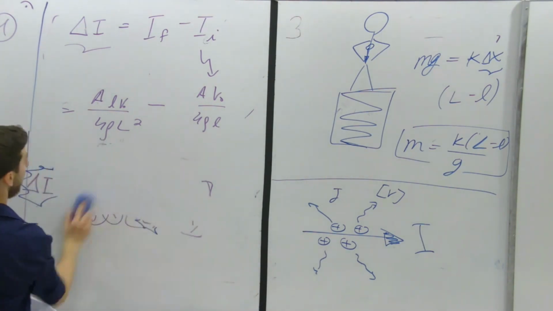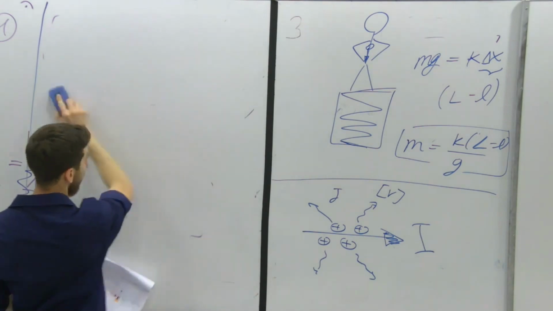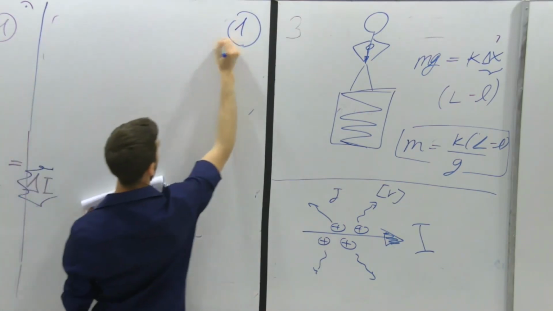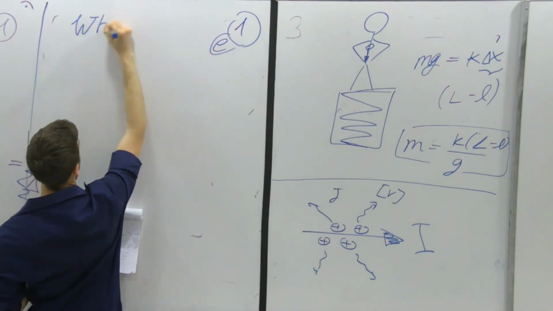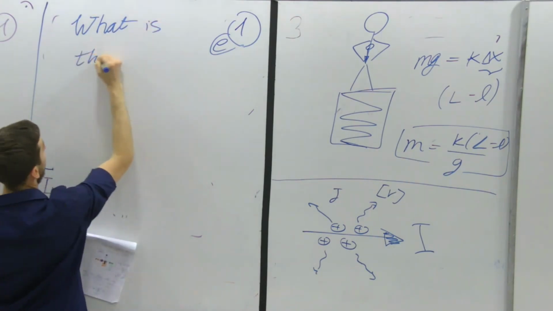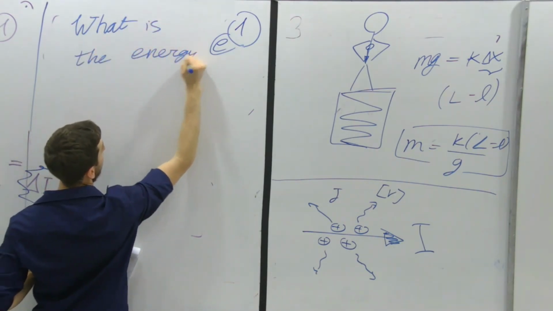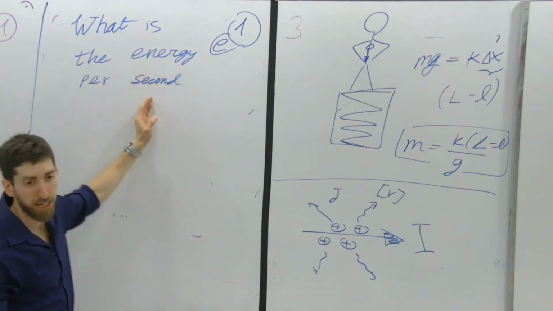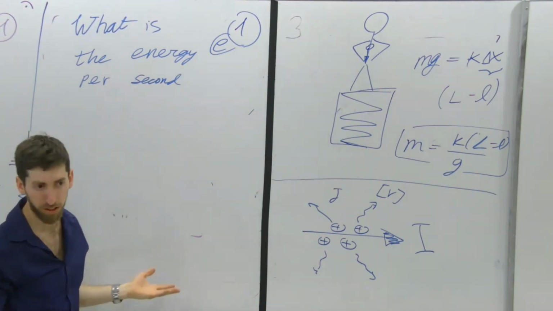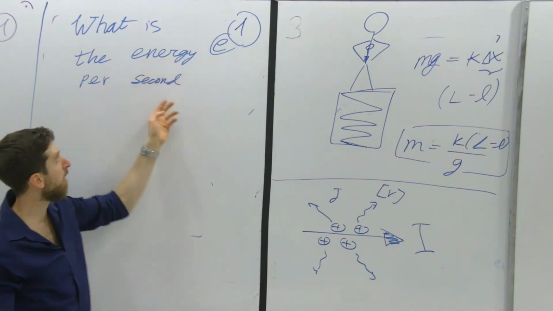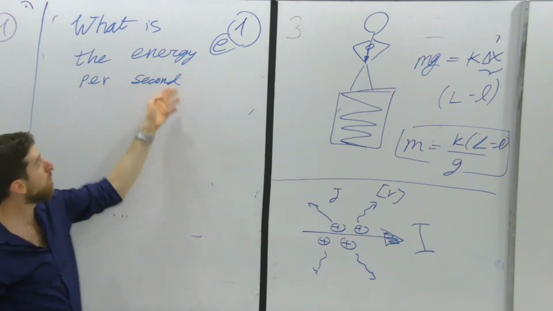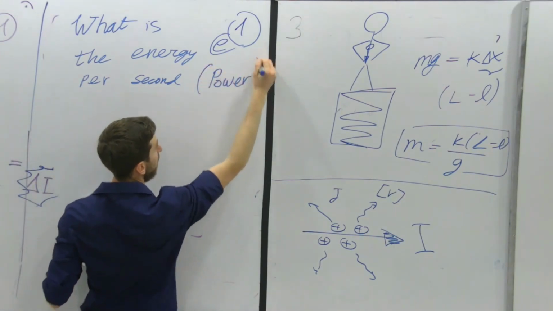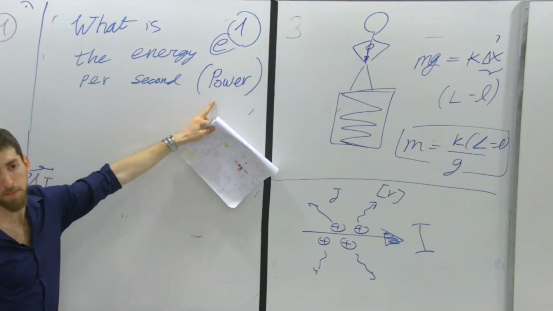Okay, so let's clean it. What is the energy per second? I have to think about energy as money, because it's a resource, it's the same thing. So how much money do I make per hour, per second, right? How much energy I make per second is called in physics, how? Power, which is really a bad name to call it.